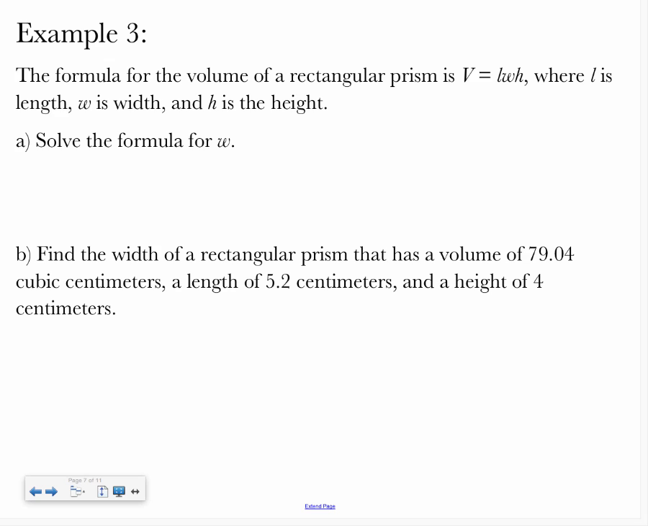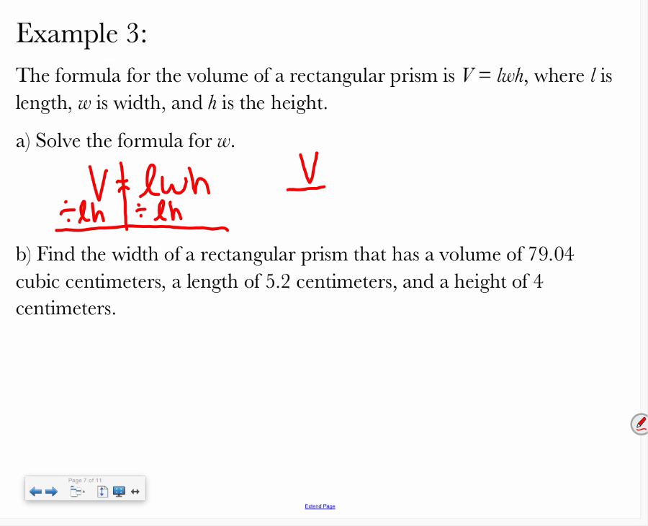Let's look at example 3. The formula for the volume of a rectangular prism is volume equals length times width times height, where L is the length, W is the width, and H is the height. Solve the formula for W. Okay, so we have V equals length, width, height. Everything on the right-hand side is being multiplied because there's no operation symbols written. So that means to get W by itself, we can divide by both L and H. Okay, so then we're left with V over LH, or V divided by LH, equals W.